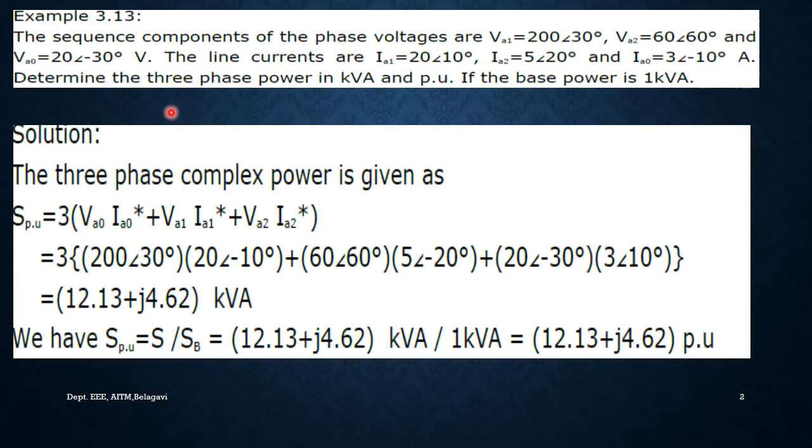So let us look at the problem statement. The sequence components of three-phase voltages are given in terms of positive sequence, negative sequence and zero sequence respectively, and the line currents are given in terms of positive, negative and zero sequence. Here we need to determine the three-phase power in kVA as well as in per unit, having a base value of 1 kVA. So we need to first determine the power and then express it in per unit by using this base power value.